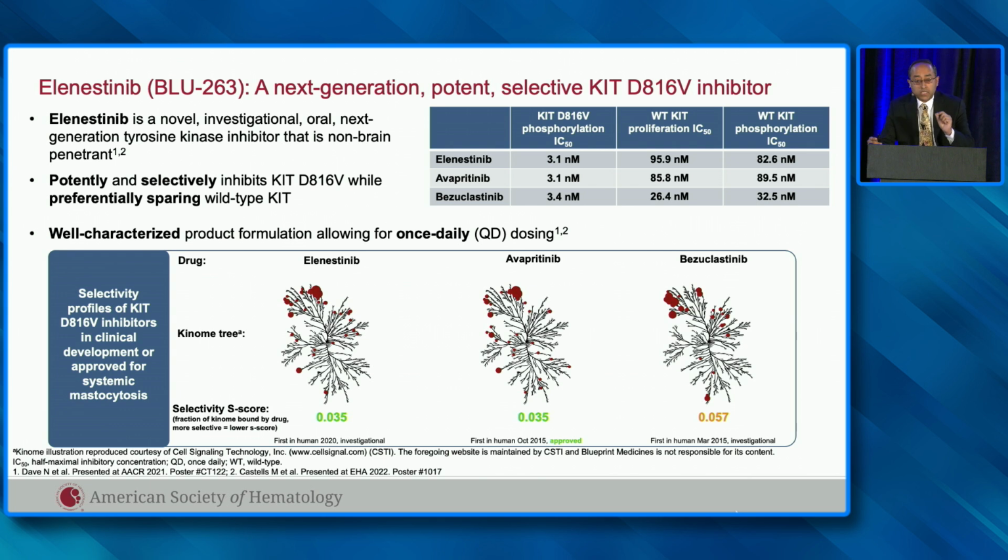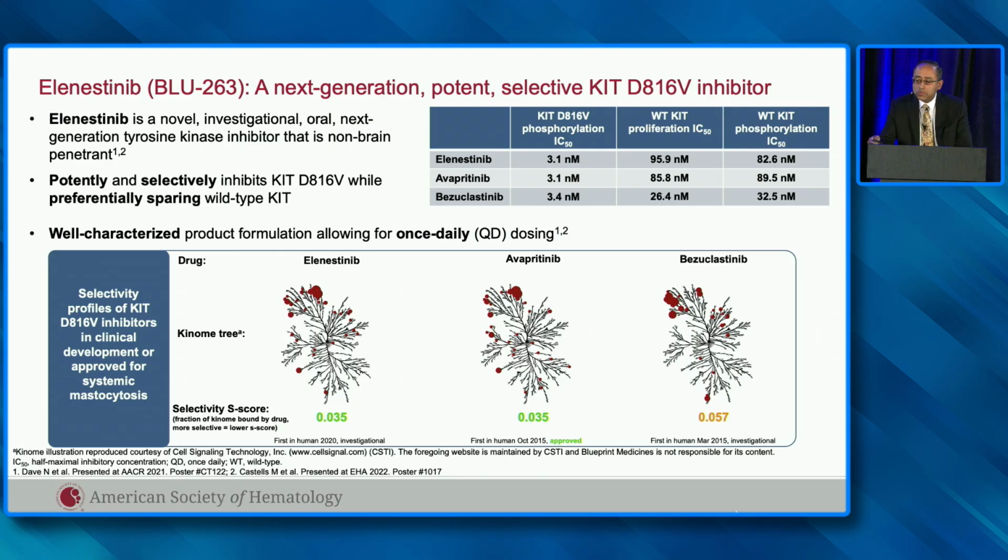One of the issues with avapritinib in the advanced setting was the occurrence of cognitive side effects and intracranial bleeds, and so it was thought that development of drugs that do not cross the blood-brain barrier would be a good thing. Obviously, you could also argue, what does that mean for the brain fog that these patients have? If you don't penetrate the blood-brain barrier, are you going to make that better?